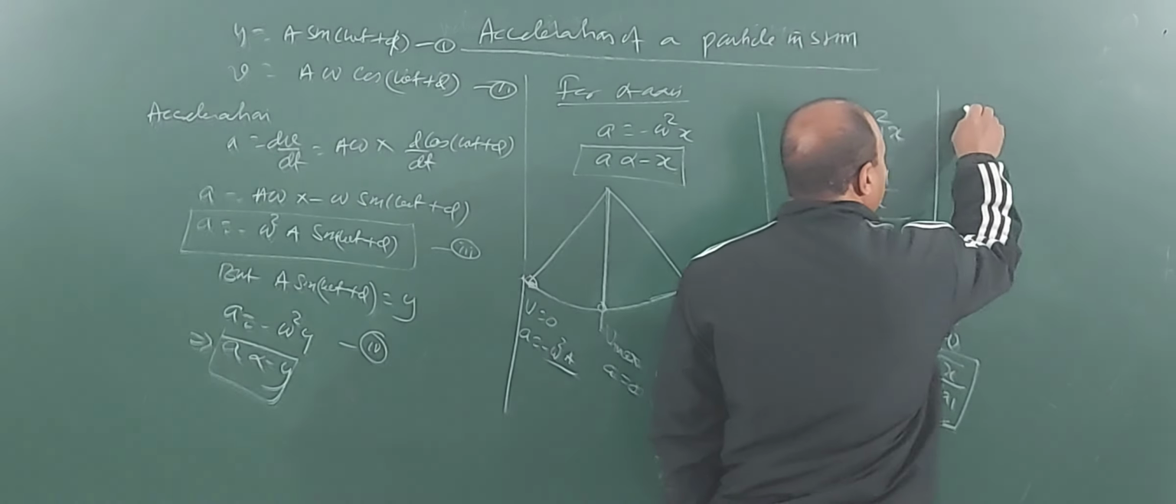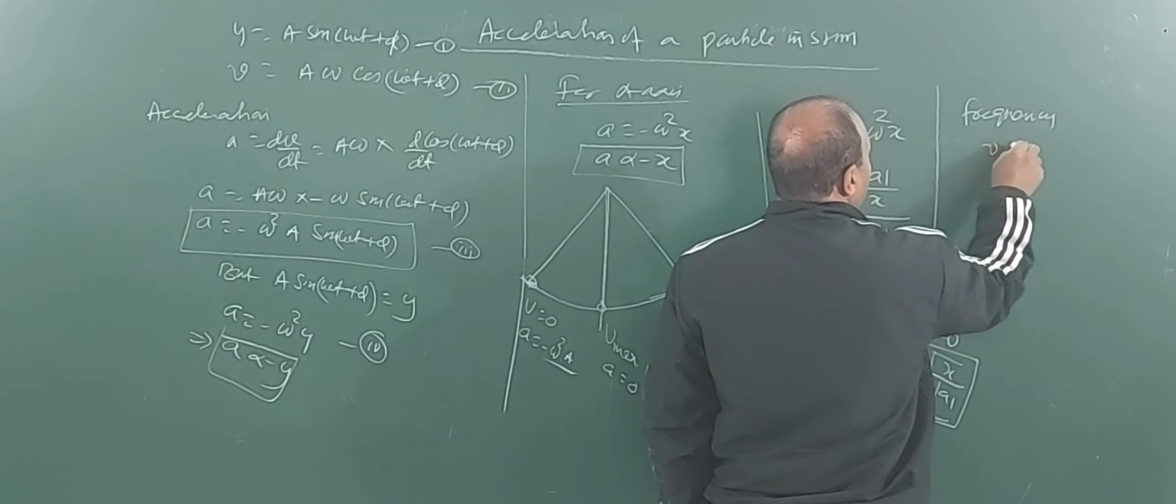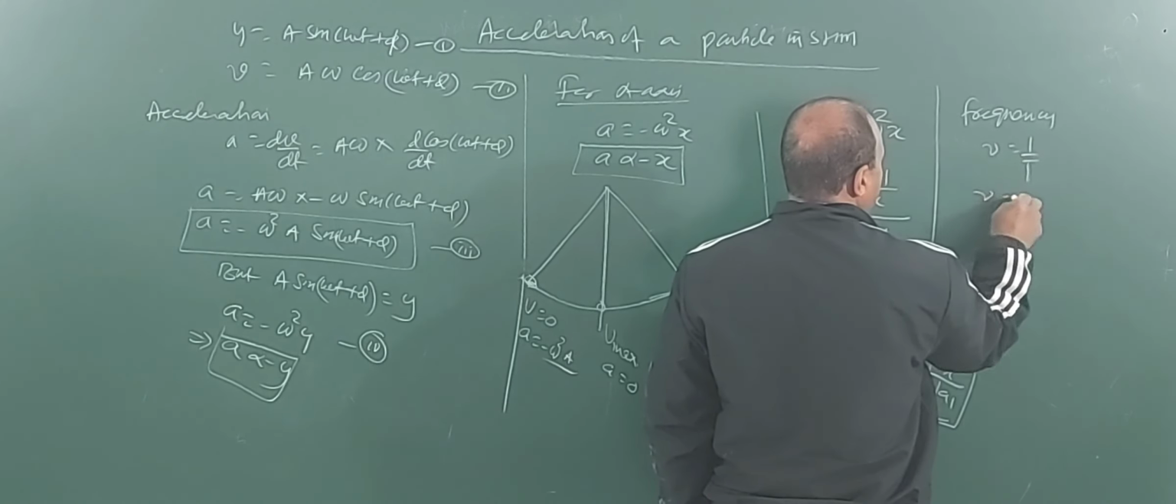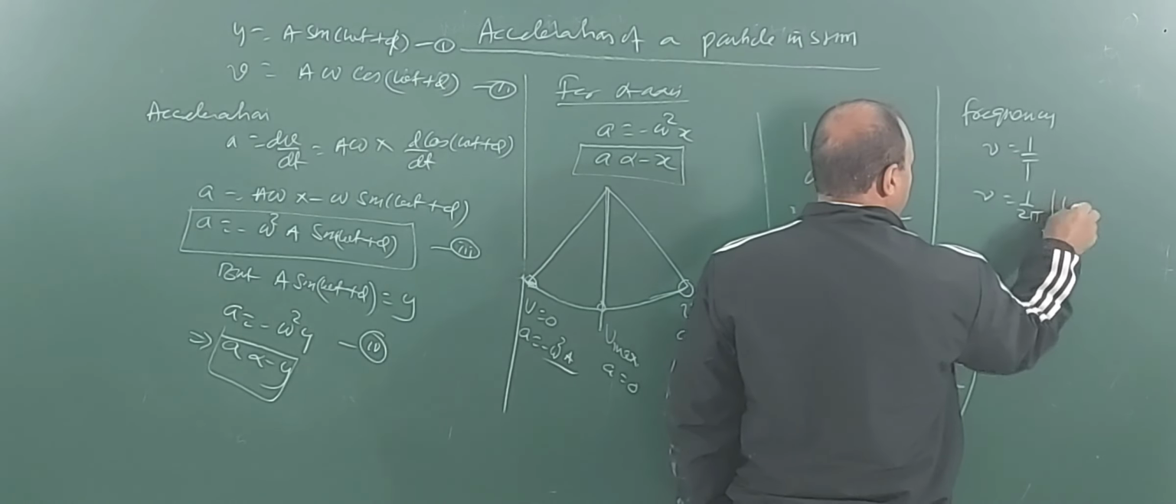And frequency nu will be 1 by time period, nu will be 1 by 2 pi root over a by x.